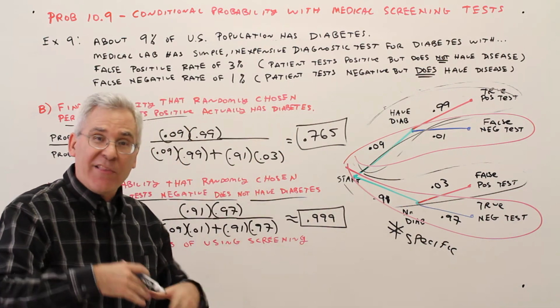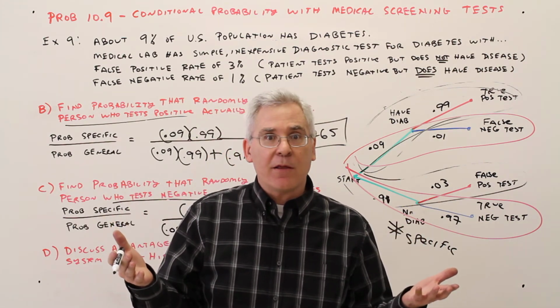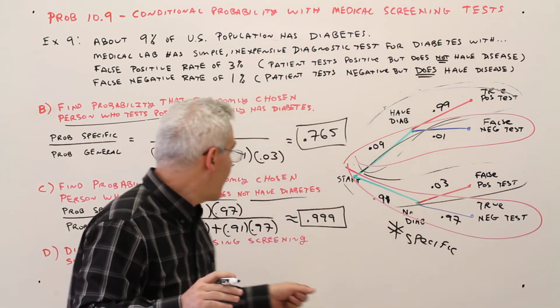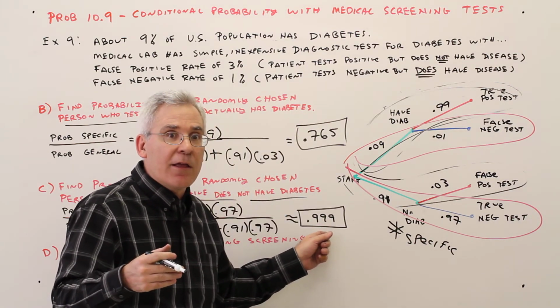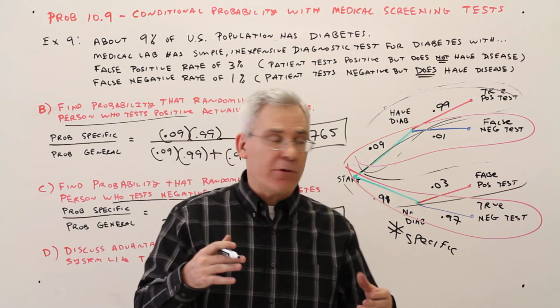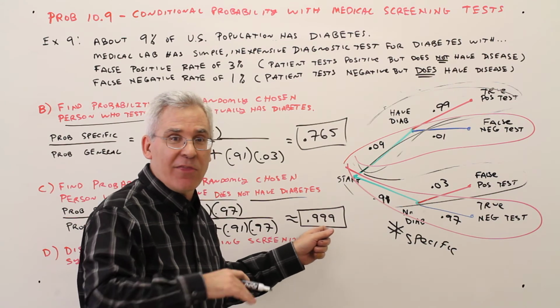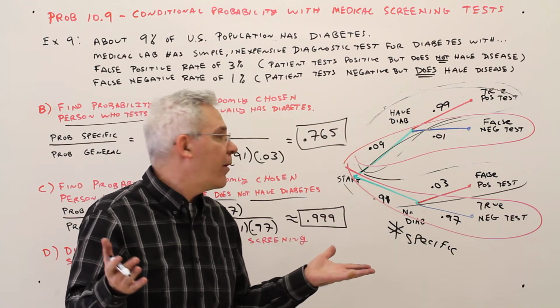Over here, let's say we give you the cheap test and it says you don't have diabetes. Well, look at this. It's almost guaranteed that you really don't have it. You would hate to have a cheap test that says you don't have this disease when you really do. So you can have true confidence that if the screening test says you don't have it, you're good to go, for the most part.